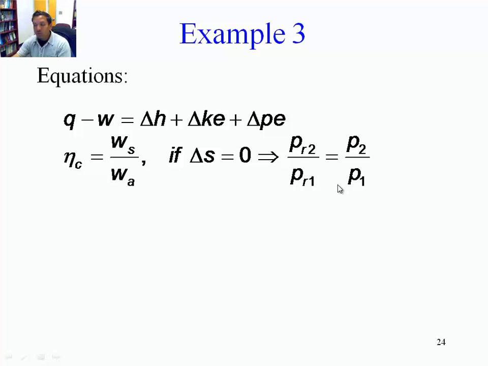We can use this if we use the variable specific heat model, but if we use the constant specific heat model, then we can always say that P2 times V2 to the K is equal to P1 times V1 to the power of K, K being the ratio of specific heats. We are going to neglect heat, kinetic energy, and potential energy.